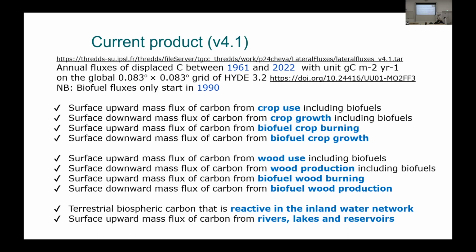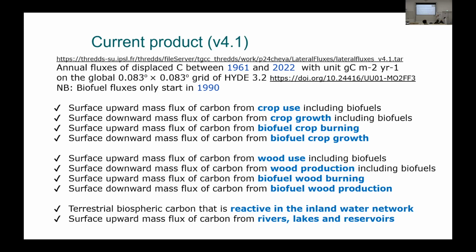Those are maps of annual fluxes of displaced carbon in unit of grams of carbon per square meter per year. The maps, they cover the period between 1961 and 2022. It's on a bizarre grid of 0.083 degree. You may wonder why it's not 0.1 or 0.01. It's because I used the country mask from the HIDE 3.2 project, and HIDE chose this bizarre grid. So that's what we have currently.